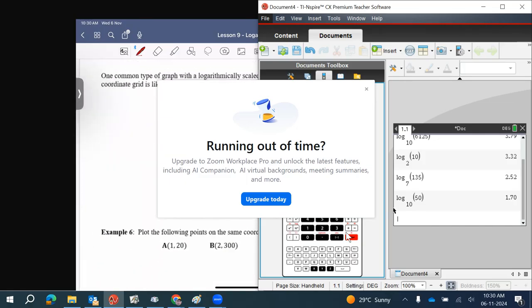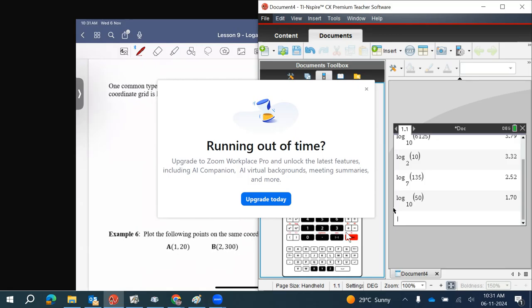Let's have a go at plotting these points on a bit of log paper. This is log lin paper. So here we have a linear scale. Here we have a logarithmic scale. Where is 1,20 going to go? It's going to go here, isn't it? Where is 2,300? So if this is 100, 200, this is 300. Have a go at plotting the other three.